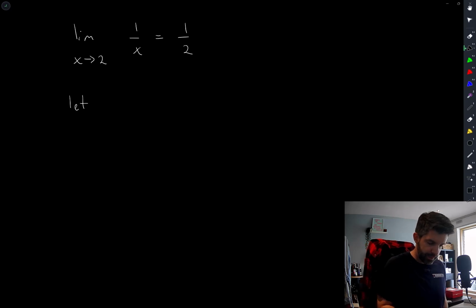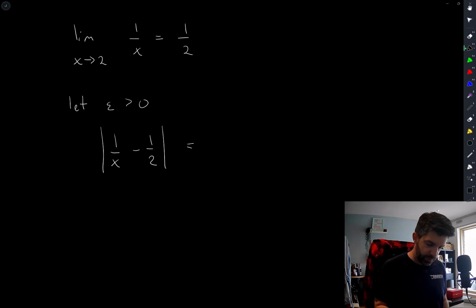So we're going to let epsilon be greater than 0. And we're going to consider the quantity 1 over x minus 1 over 2 in absolute value, which is equal to, I wonder if the best thing to do here is to cross multiply and expand and so on. Let's say this is 2 minus x divided by 2x.